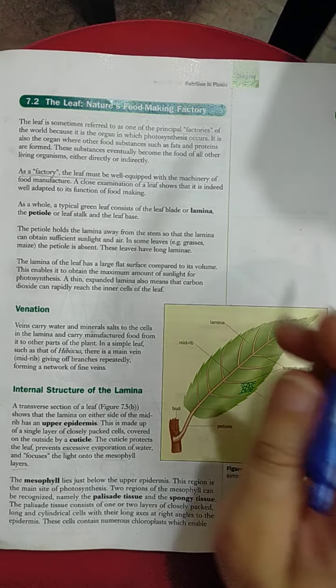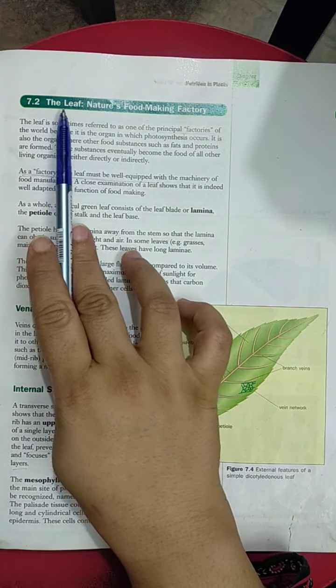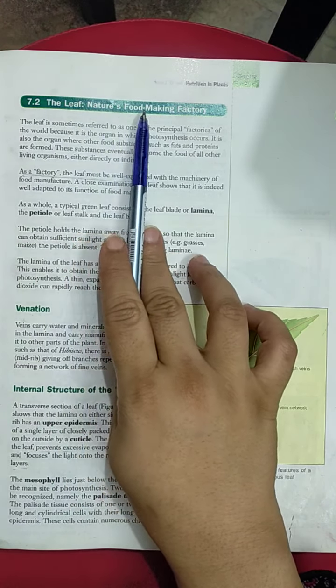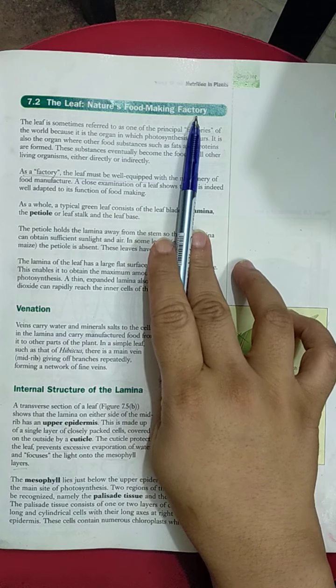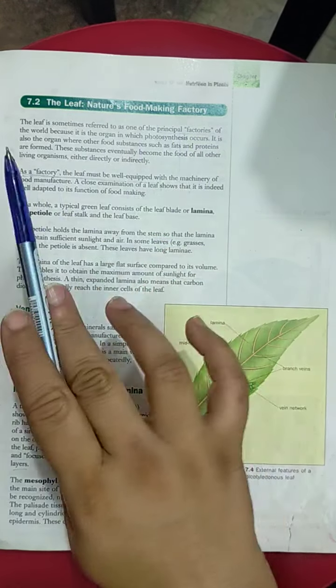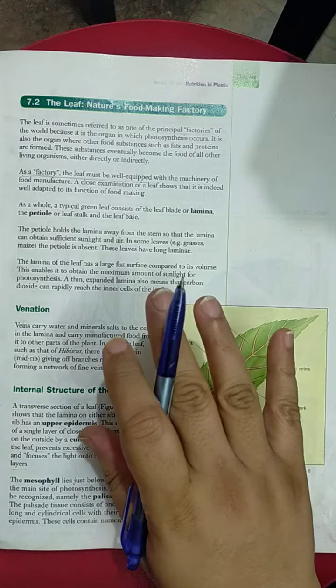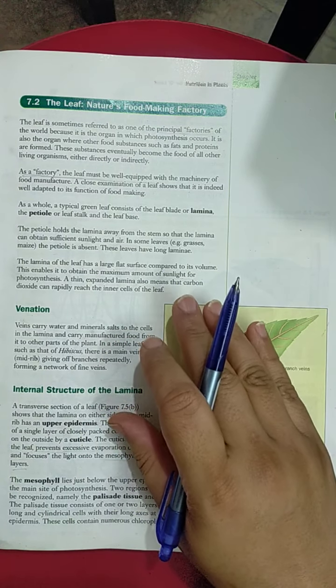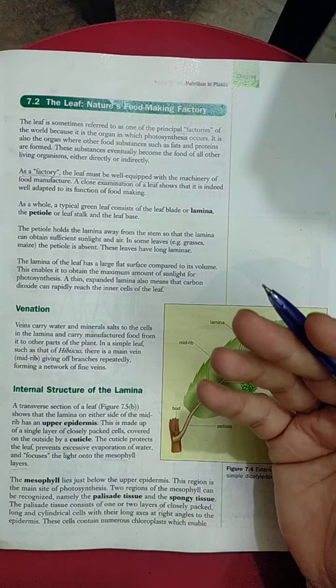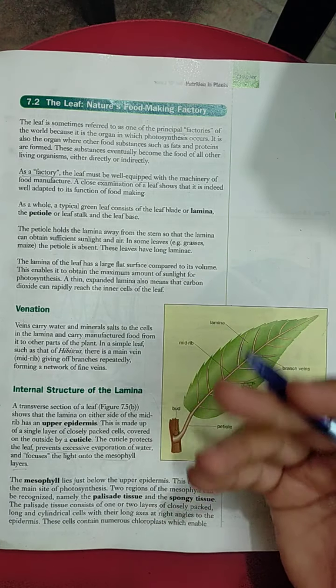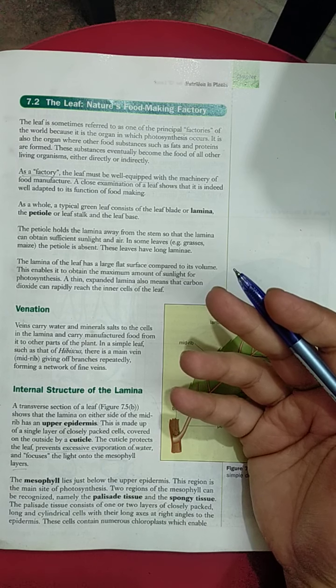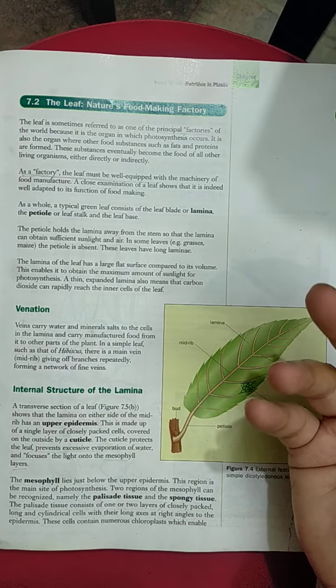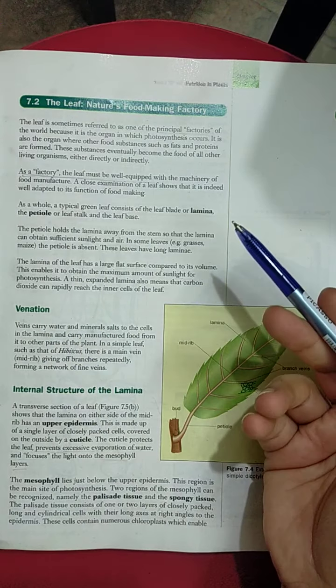Okay, today we are going to study the topic: the leaf, nature's food making factory. In this chapter, until now, you read about the process of photosynthesis, that it is very important for plants. Plants utilize this process to get energy, and they also make food for other animals. Now, how do plants do this process?